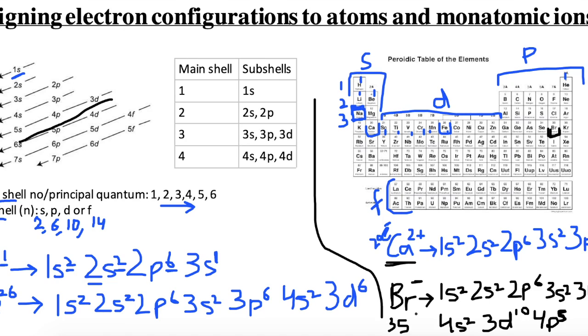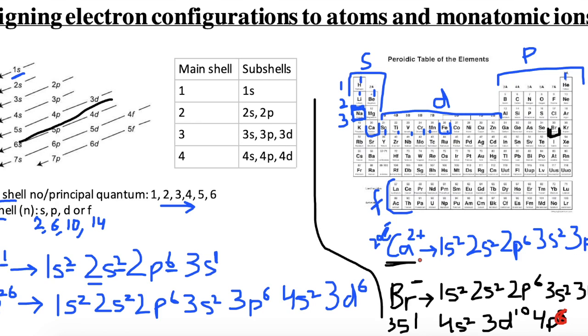But note that this is not bromine. This is the electronic configuration of bromine, but we have the bromide ion, which has a negative charge. It means that this ion has taken an electron from another atom. It has one extra electron, and so we also need to add this extra electron to the electronic configuration of bromine. So we don't have 4p5, we will have 4p6.